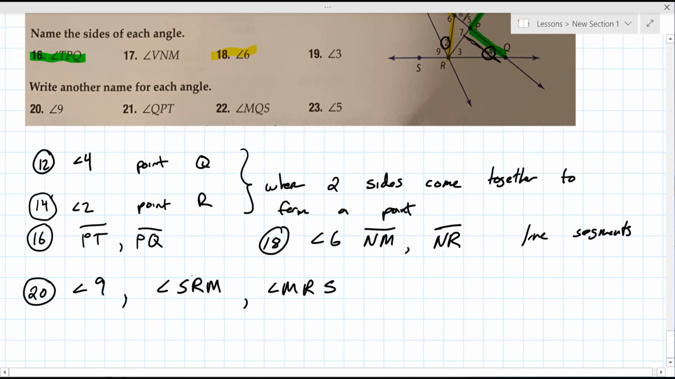Do you see how the first and the third letters are just switched? That is just depending on where you think you want to start the angle. But the vertex is always in the middle. R is always in the middle. Let's look at 22.